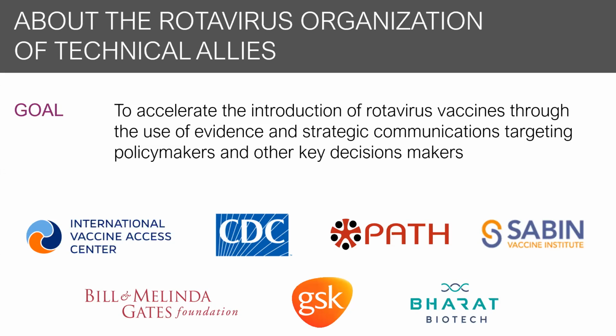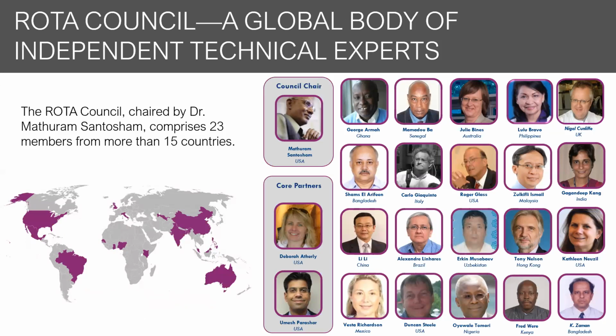We here at the International Vaccine Access Center at Johns Hopkins University work closely with the Centers for Disease Control and Prevention in Atlanta, Georgia, PATH, and the Sabin Vaccine Institute, both advocacy, policy, and technical organizations involved in immunization. We have some additional engagement and support from the following organizations at the bottom as far as funding goes: the Bill and Melinda Gates Foundation, GSK, and Bharat Biotech.